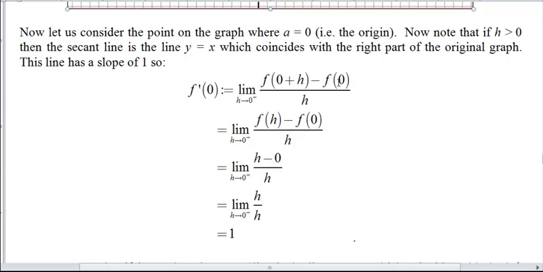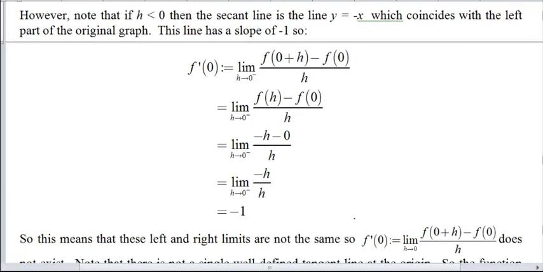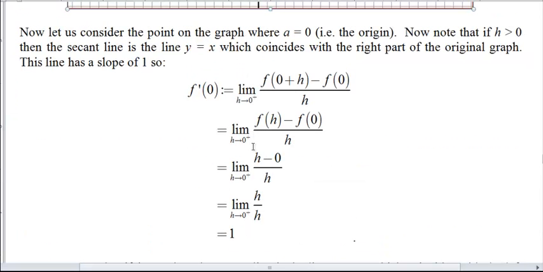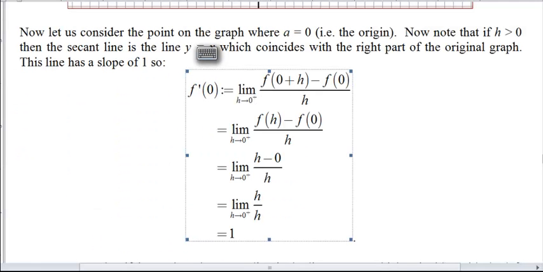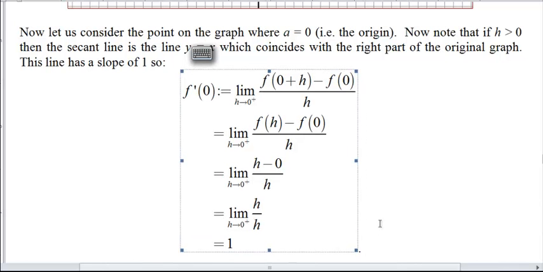So the limit from the right is 1, and actually I can work it out here. f of 0 plus h minus f of 0 over h. Take the limit as h approaches 0 from the right. That's a plus there, so that's from the right side.